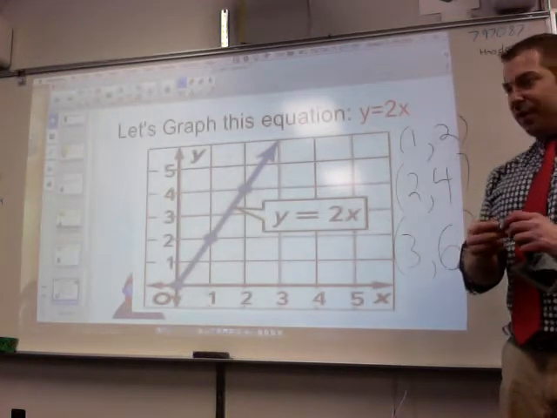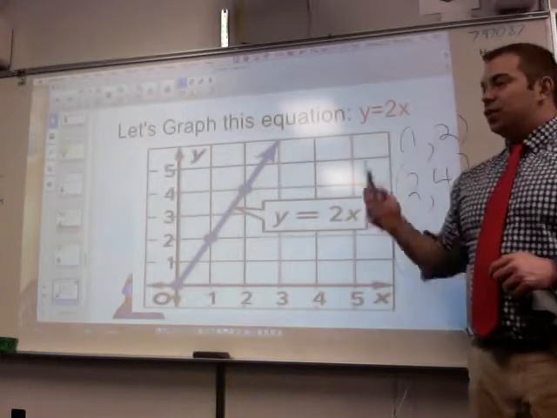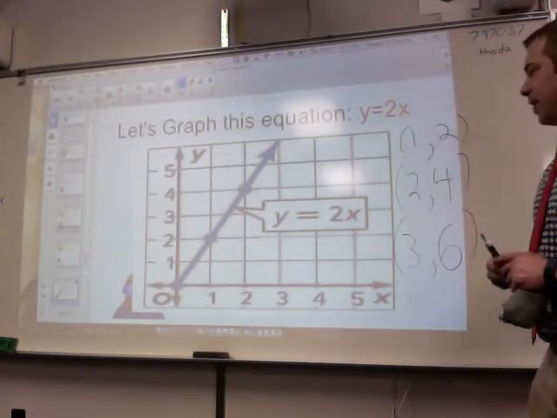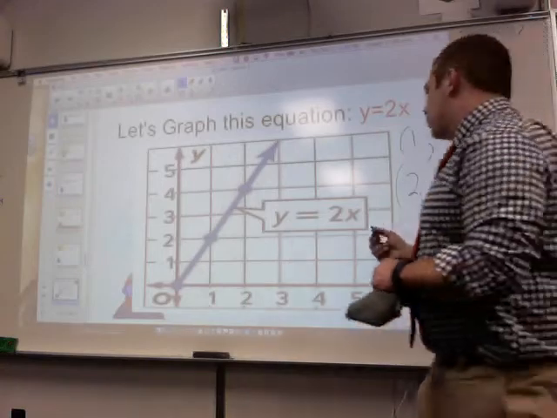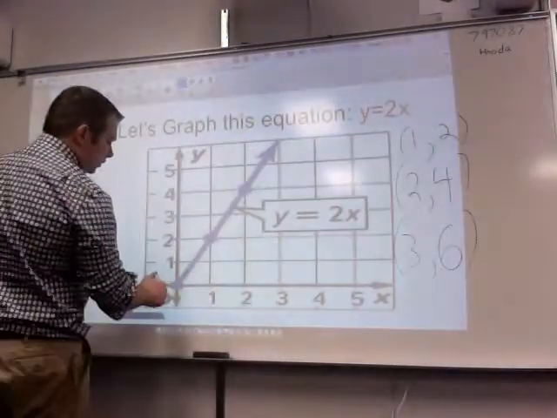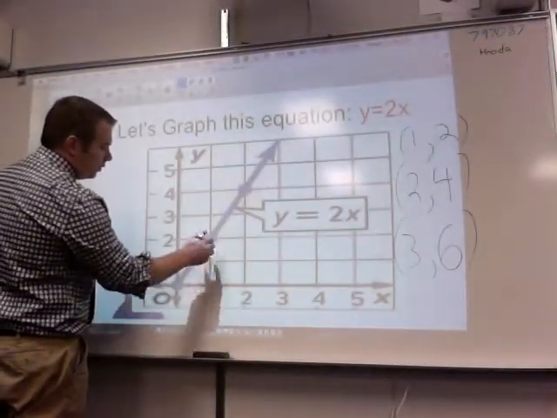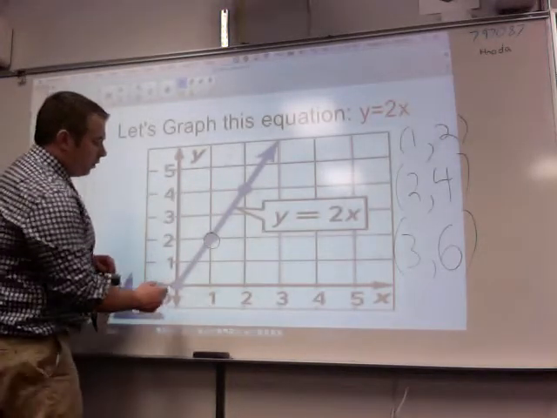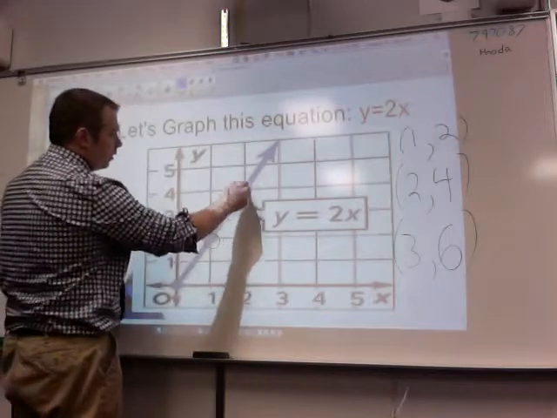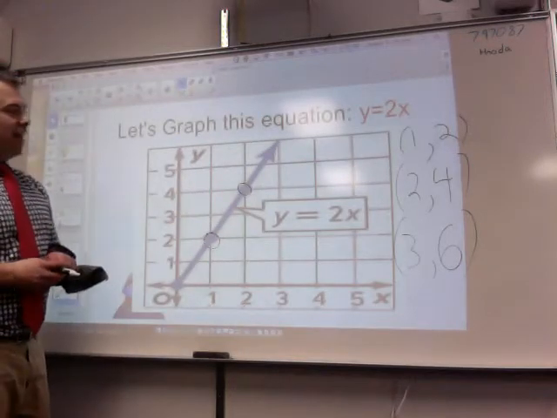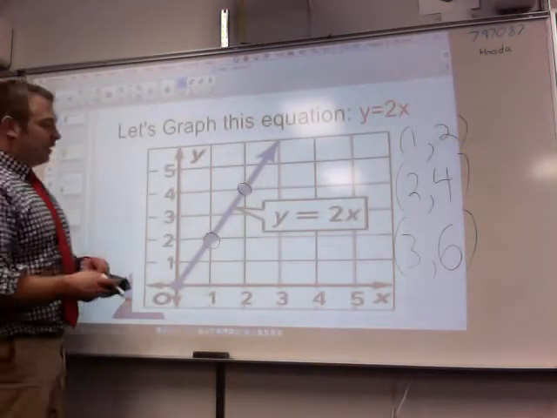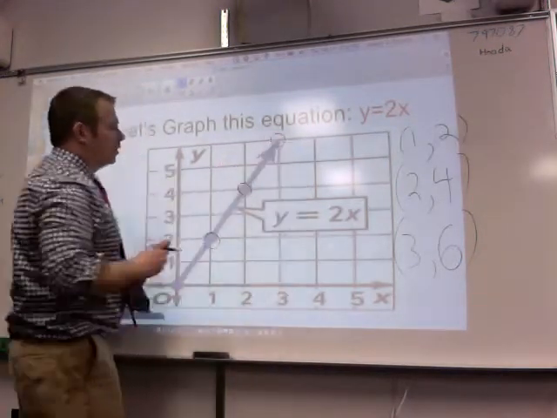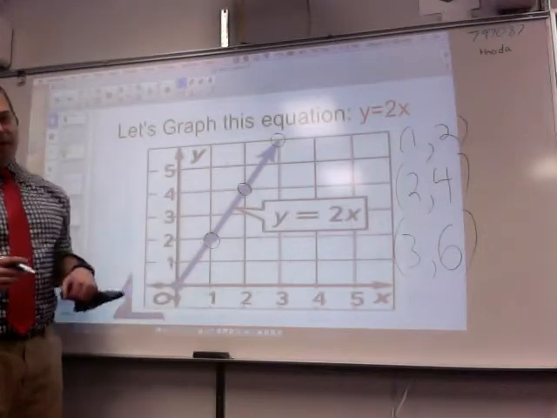I don't really want to right now, especially because I'll run out of room on this chart, which I already have. But now I have coordinates to plug in. So my first coordinate was 1, 2. So I go 1, 2, and there it is. My next coordinate was 2, 4. 2, 4. There we go. And my last coordinate was 3, 6, 3, and then 6 would be right here. And they already connected the dots for me.